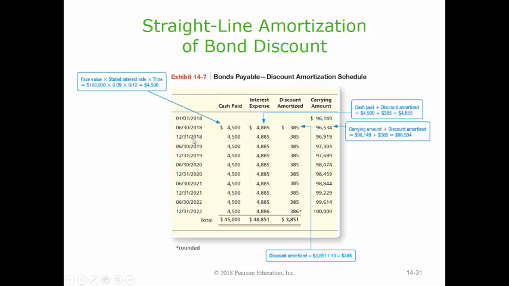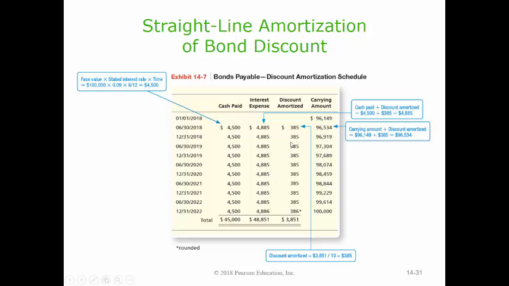When we make our next interest payment, as we just saw on the last slide, we're paying $4,500 in cash again. We're amortizing another $385 for a total interest expense of $4,885. And to redetermine our carrying amount, we take our last known carrying amount, $96,534, add to it the amount of discount that's being amortized, $385, coming up to a total of $96,919.